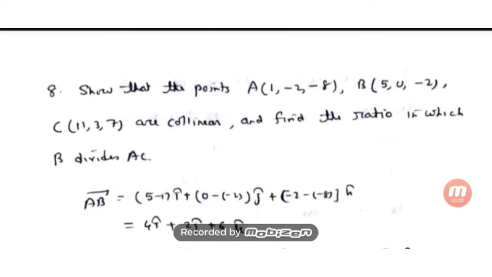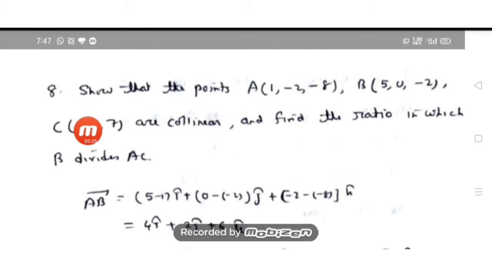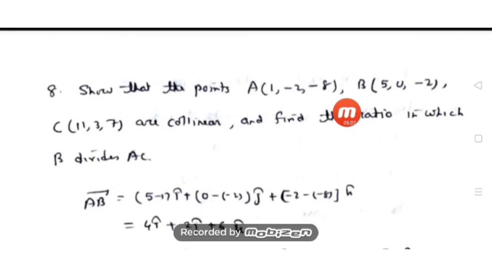Next I go to find out the solution of question number 8. So that the points A, B, C are collinear and also find the ratio in which B divides AC. So how could you prove collinear? One of the ways is to get the magnitude of the vectors joining different points on the line and try to show it. What I did first was to find AB, BC, CA.